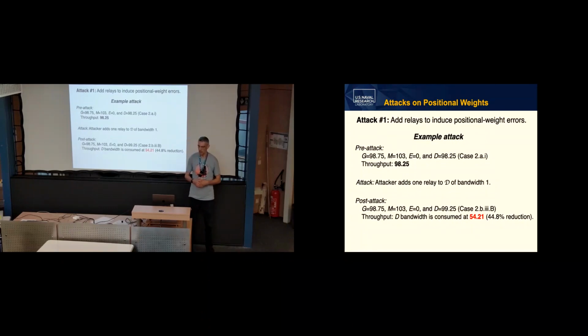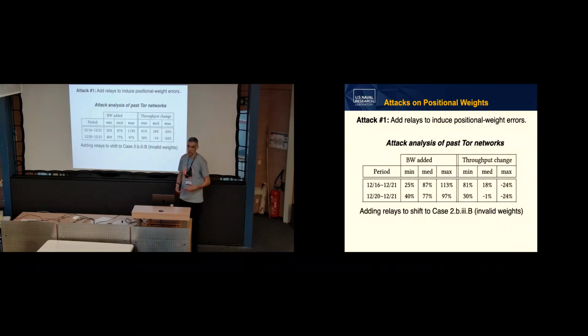As just an example of that, consider a network, this one falling in case 2A1, that has a maximum throughput of 98.25. In this network, an adversary could add just 1 relay with bandwidth of 1, and that would cause it to change case to case 2B, 3B, which is the error case. And that causes the load balancing to get so much worse that client demand starts to not be met at almost half of what the optimal throughput is, at 54.21. So a single relay being added with a single unit of bandwidth could reduce throughput by almost 45%.